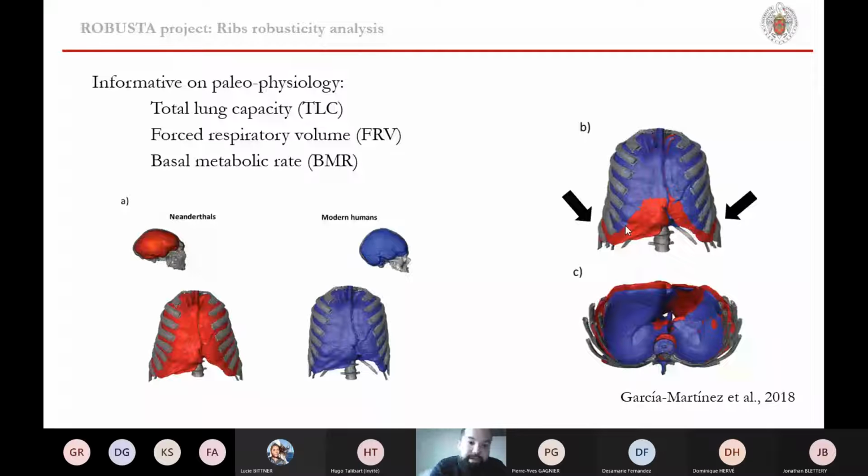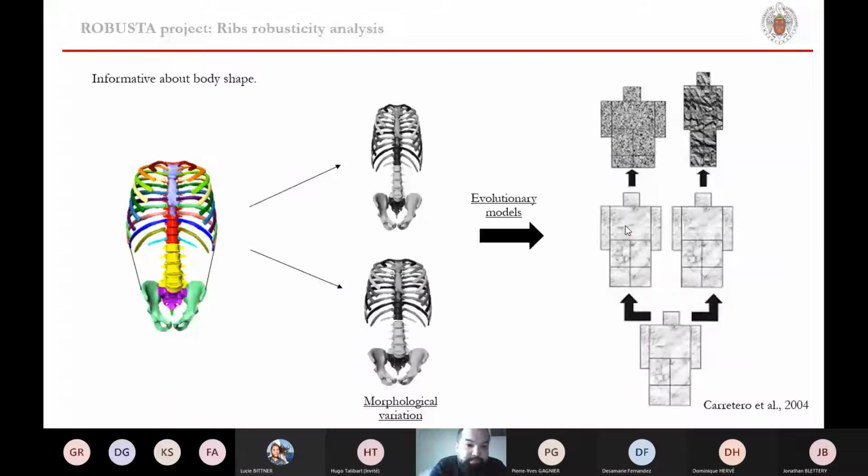Also, the rib cage is important because different rib cage morphology is going to be linked to different morphological variation in body shape. Like narrower rib cages are going to be linked with narrower pelvises, and wider rib cages are going to be linked with wider pelvises, therefore proposing different evolutionary models also.